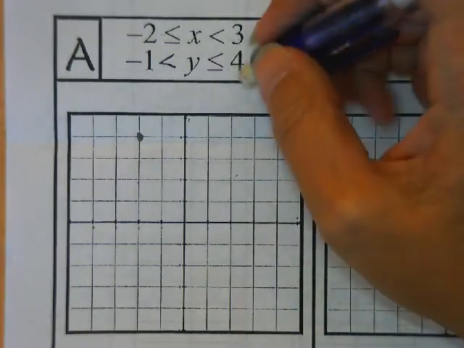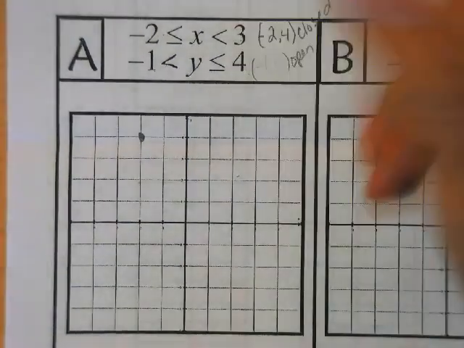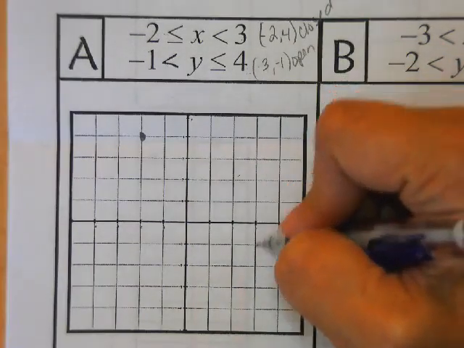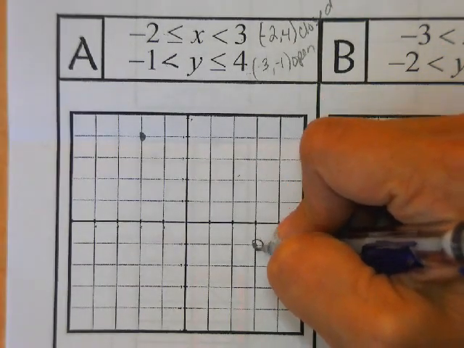Or yes, I did. Thank you. Whoever said that. 3, -1. Maddie, was that you? Good job. Thank you. I just like that. Looks weird. 3, -1, and this is an open circle.